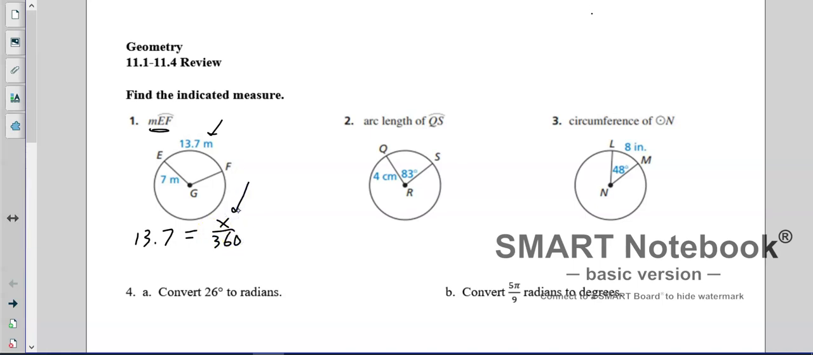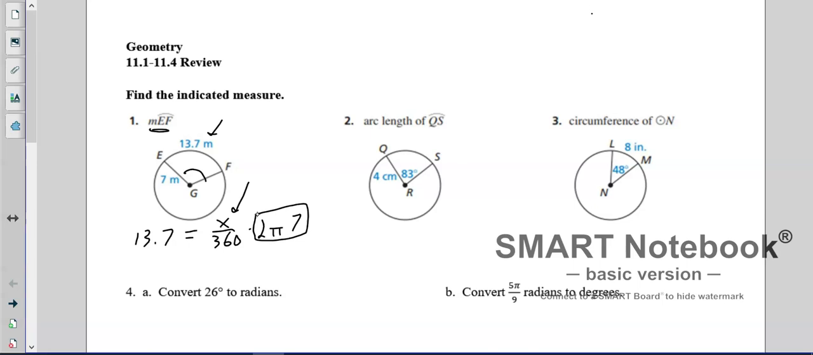Remember, this fraction is always just a percentage of this divided by 360. It's just a fraction, right? Times the circumference, which is 2 times pi times the radius, which in this case is 7. All right? So basically, we're trying to get x by itself. So I'm going to calculate this first. 2 times pi times 7. And remember, you can use the pi key or 3.14. It doesn't matter. So if you do 2 times pi times 7, all right, you get 43.98.